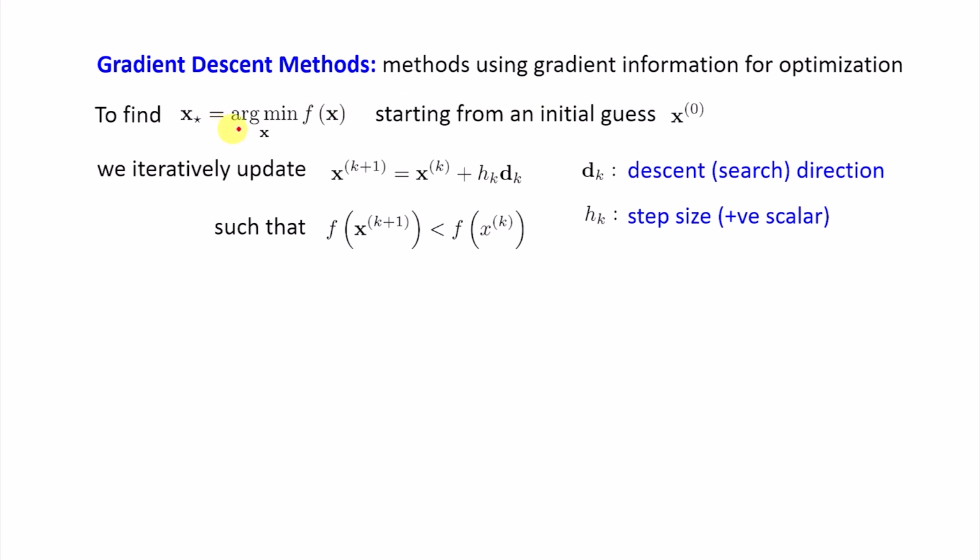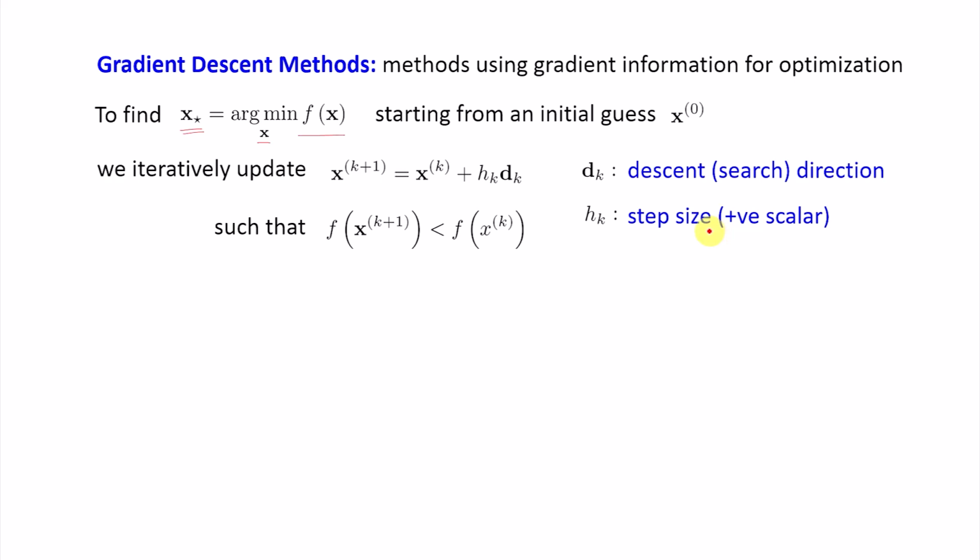In an optimization problem, we are trying to find this vector x which will minimize this function f of x, and this vector we name as x star. We start from an initial guess x naught, and then we iteratively update x as: x at the k plus 1th iteration is equal to x at the kth iteration plus hk dk. Here dk is a vector, that is the descent or search direction. hk is a scalar, that is the step size.